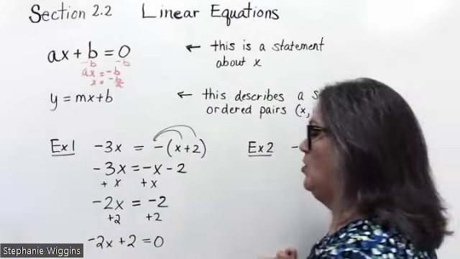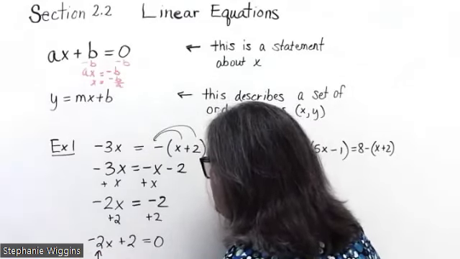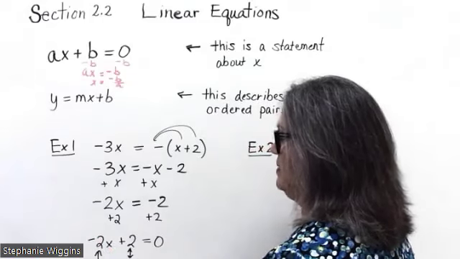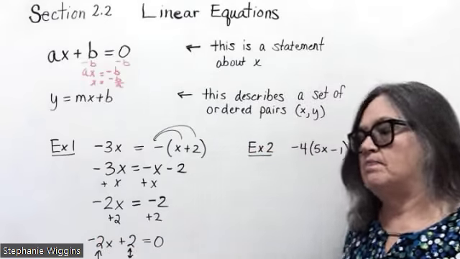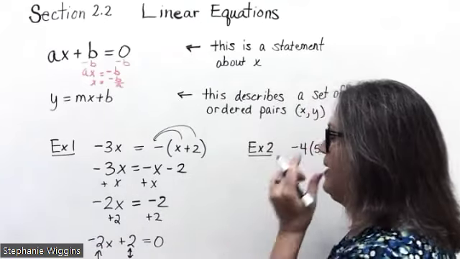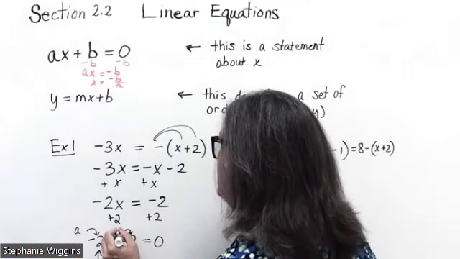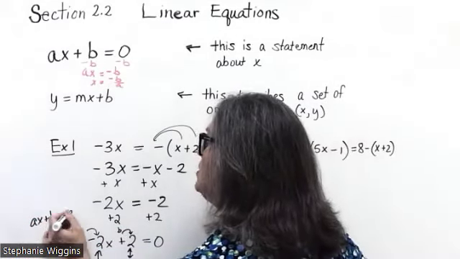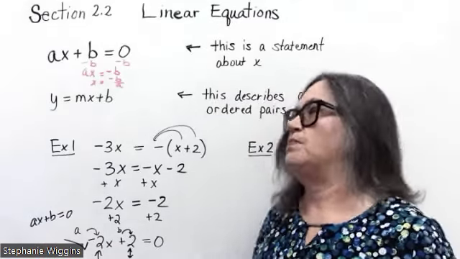So I have it in the form. Notice this is ax plus b equals 0, so my a is negative 2, I've got my x, and b is 2. I think I went a little bit too low, I'm off the screen there. Sorry about that. I wasn't paying attention. But anyway, this value is a, and this value is b, and I've written it as ax plus b equals 0. So this shows that it's a linear equation.